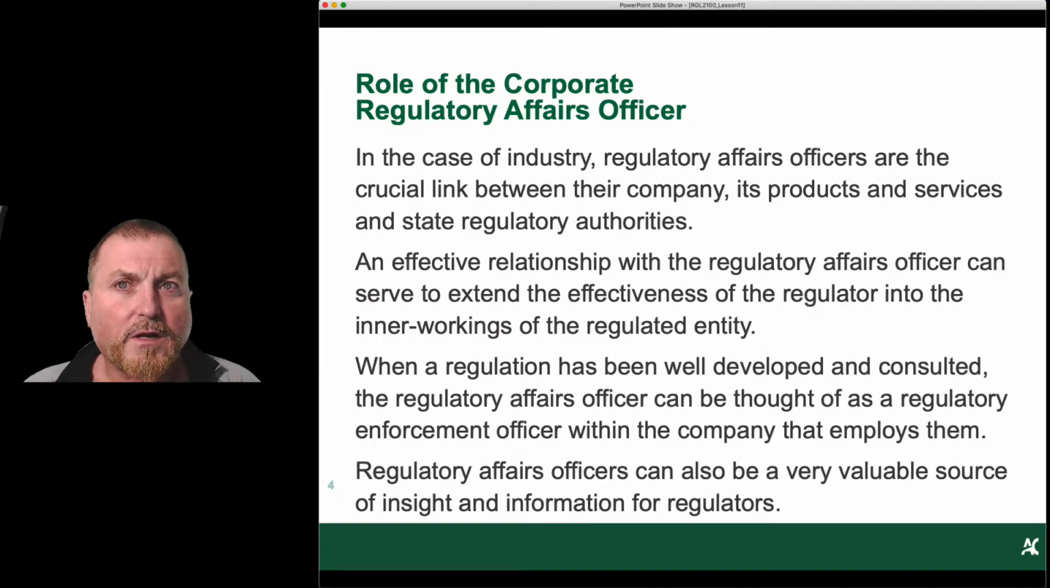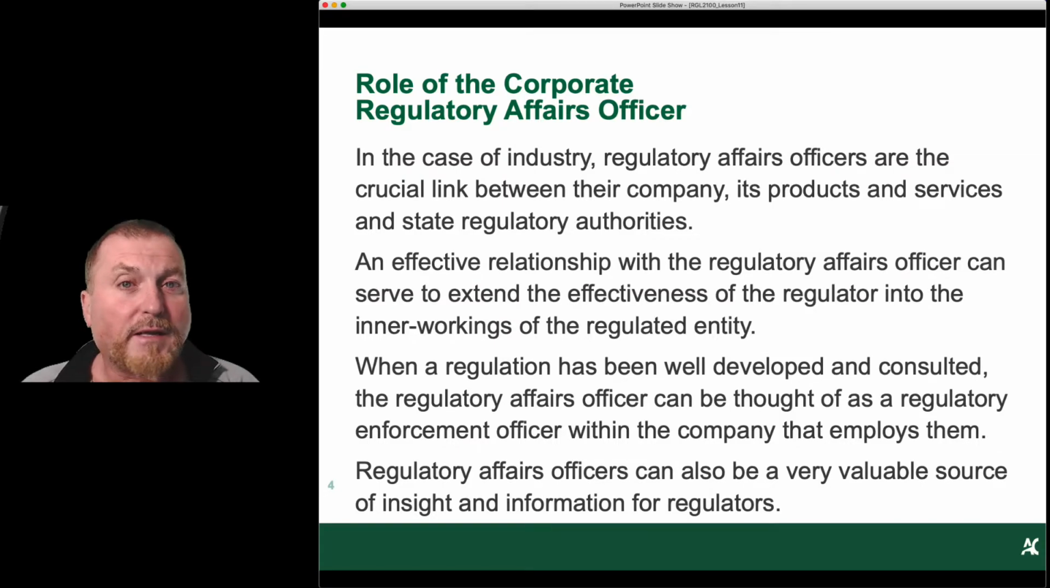Regulatory affairs officers are the crucial link between their company, its products and services, and the state regulatory authority. It's the regulatory affairs department that gets the call from the regulator, right? If something is amiss or a report is late or whatever. And obviously you don't want that to happen, because that could end up costing your employer significant issues, right? And so an effective relationship with the regulatory affairs officer can serve to extend the effectiveness of the regulator into the inner workings of the regulated entity.